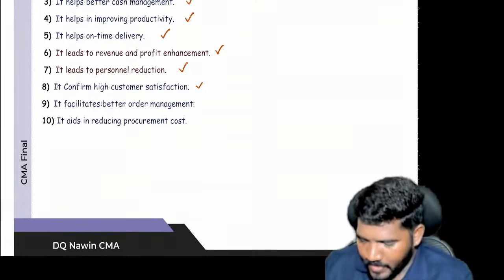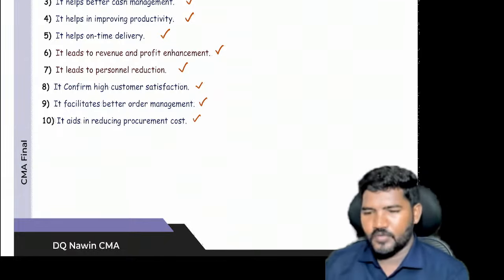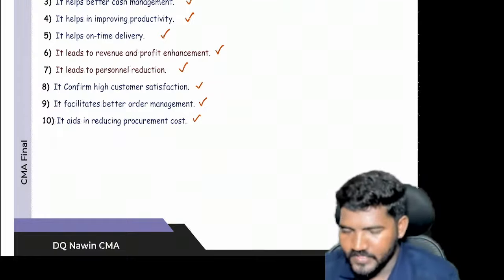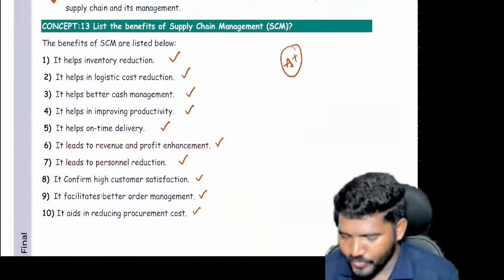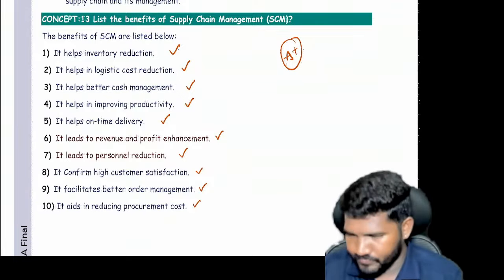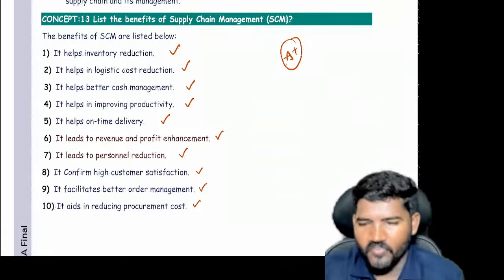It facilitates better order management. It aids in reducing procurement cost. Why? Because we are maintaining optimum inventory stock levels. So these are the benefits we have if we implement a supply chain management system in our organization. It is a performance management tool in our organization.